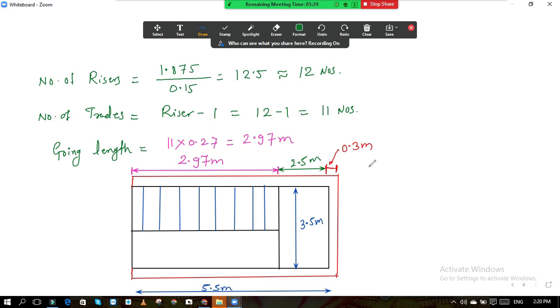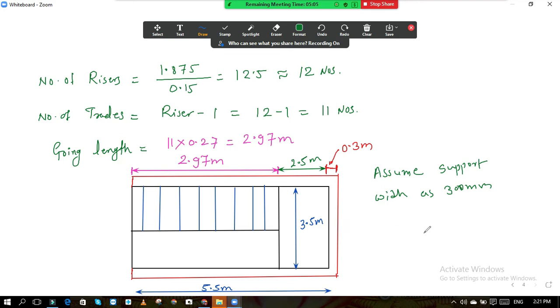This is point 3. Here I can write: assume support width as 300 mm. Okay, this is 300 mm.